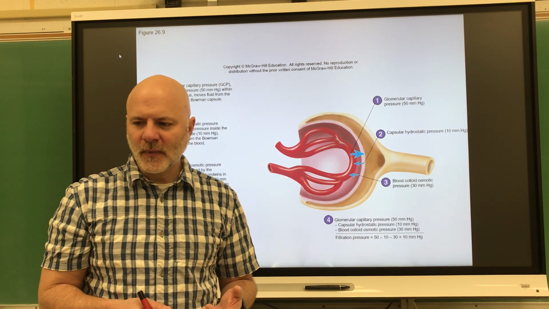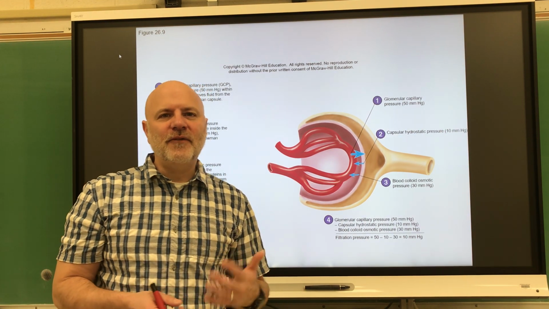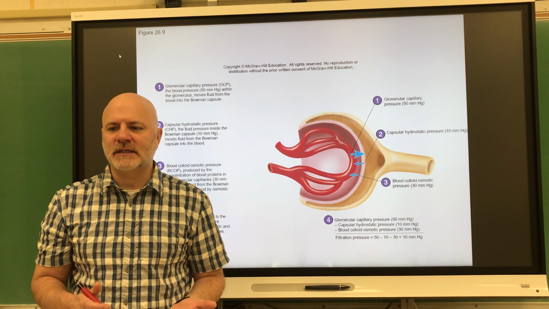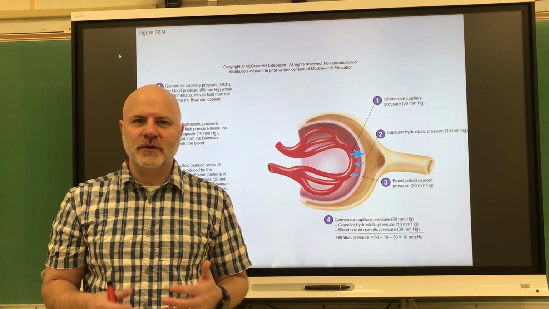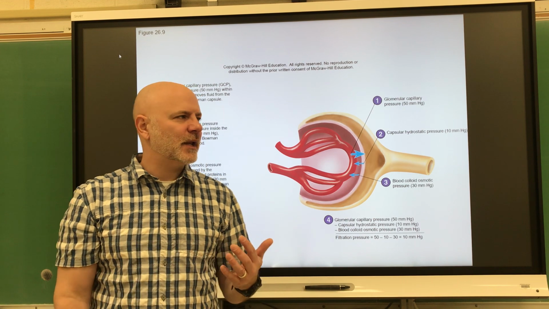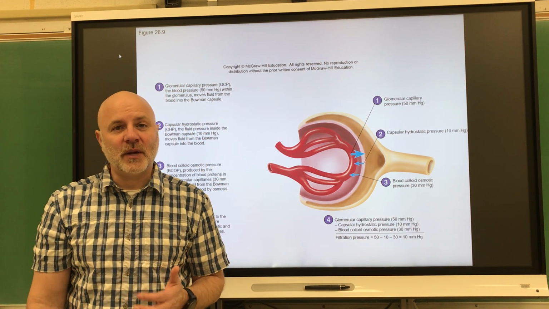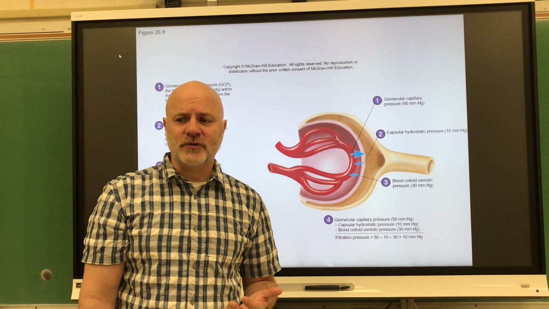A drop of only 15% in net filtration pressure stops filtration altogether, though. This is why blood pressure is very important when it comes to the functions of the kidneys. An increase in blood pressure is going to increase our glomerular filtration rate.